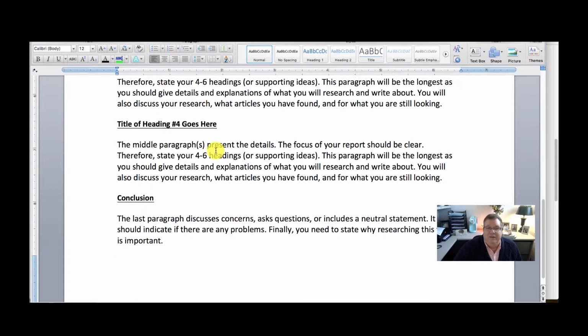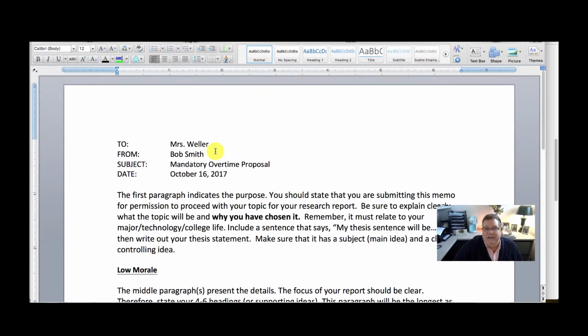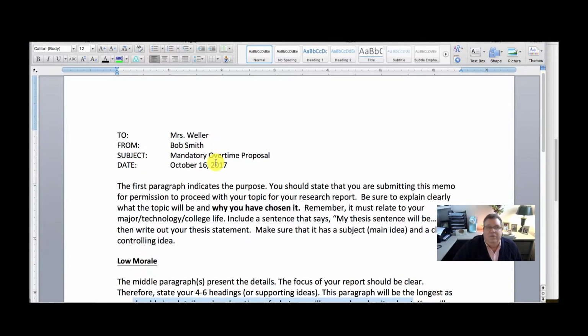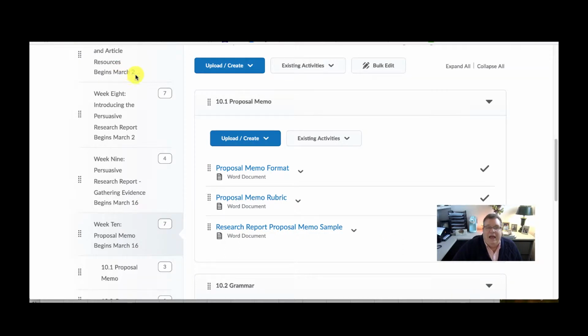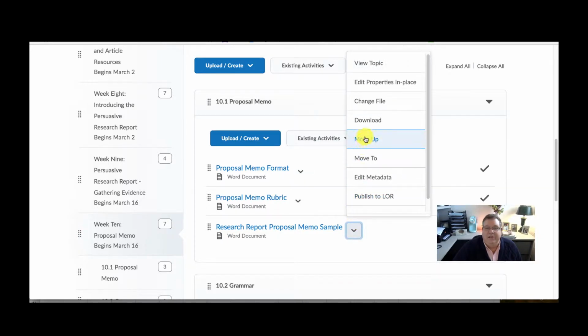Finally, you have the conclusion, which is the last paragraph. This basically only talks about the format. This is not really a student sample, but it does give you an idea of how to structure your proposal memo. What I want to look at now is the actual student sample, which is the last item here.